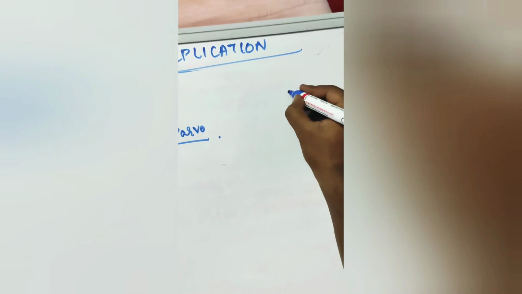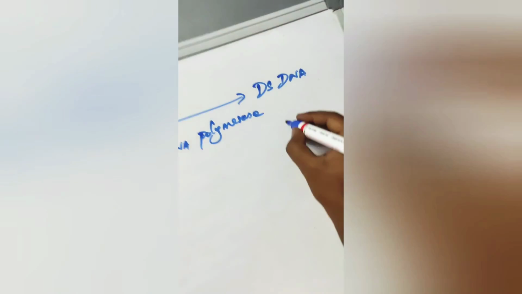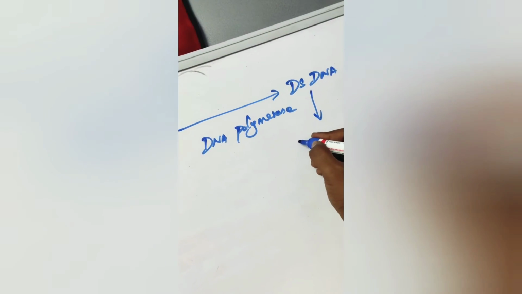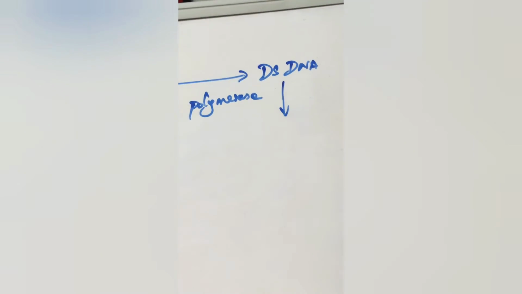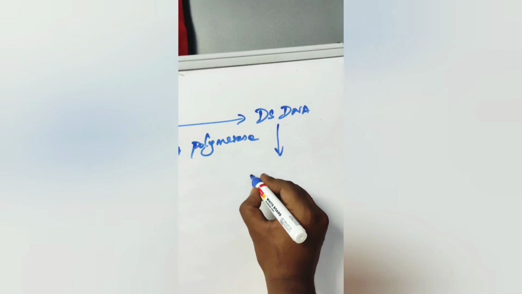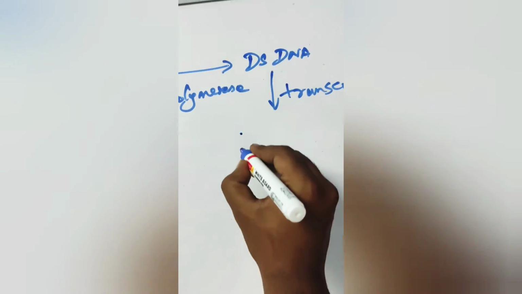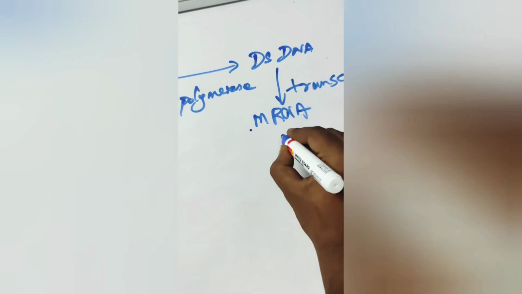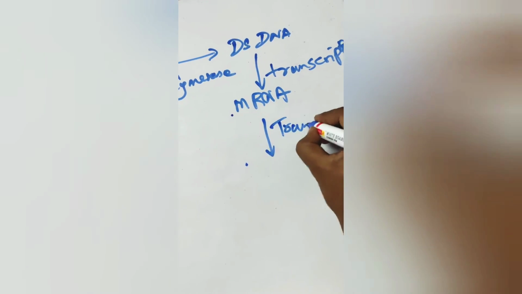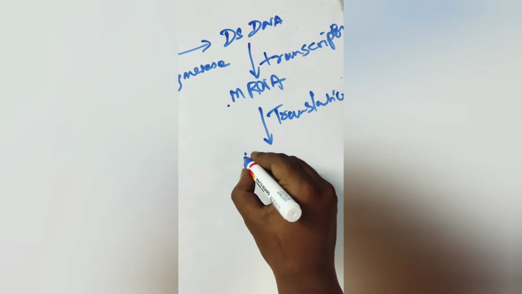Replication: the single-stranded DNA virus is first converted into double-stranded DNA by DNA polymerase, which is in the host cell. Then this double-stranded DNA enters the host cell nucleus and undergoes transcription, which produces the early mRNA, which undergoes translation to produce early proteins.